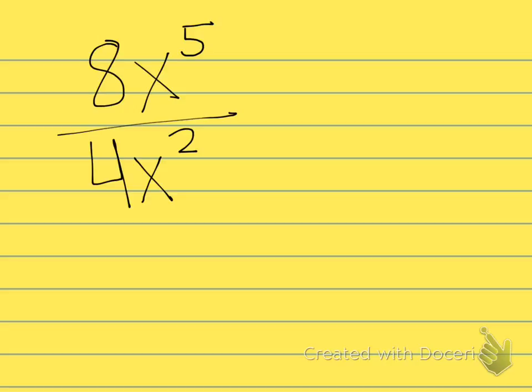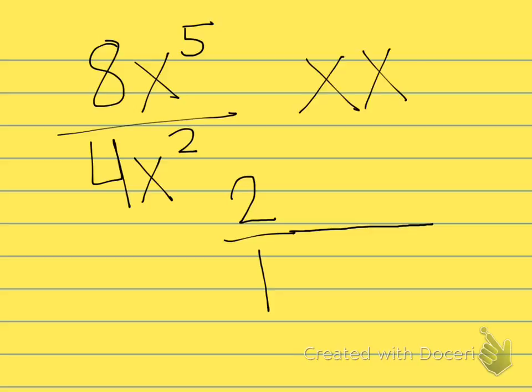So the next problem we're going to do is 8x to the 5th over 4x squared. So first what you can do is simplify 8 over 4. So that would be 2 over 1. You divide both by 4. Then extend your line. And then what we like to do is write out the x's. That makes it easier. So there's 5 x's. So you write that out.